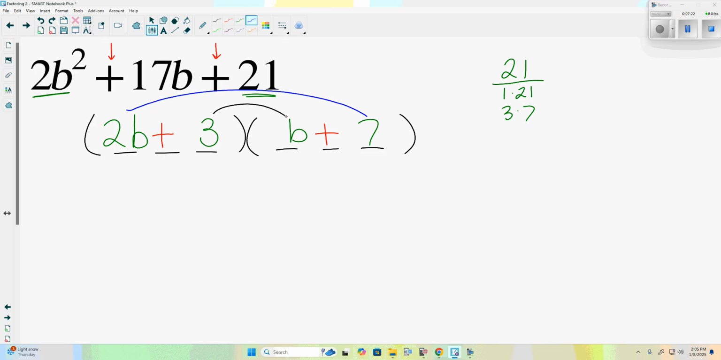And the last step is to check, because we want to check and make sure we got the correct middle term. Now we don't check so much the first term because 2b times b is going to get us back to 2b squared. 3 times 7 is going to get us back to 21 because that's where we got the factors for those. Now if we check this, 2b times 7 is going to be 14b. 3 times b is going to be positive 3b. And 14b plus 3b is 17b. Is that the middle term we wanted? Yes.